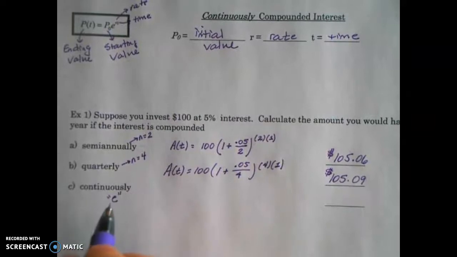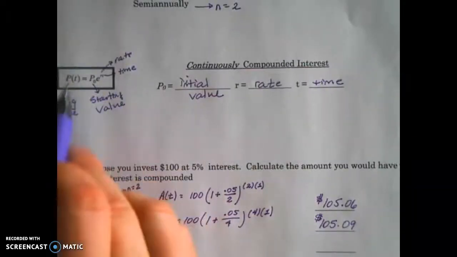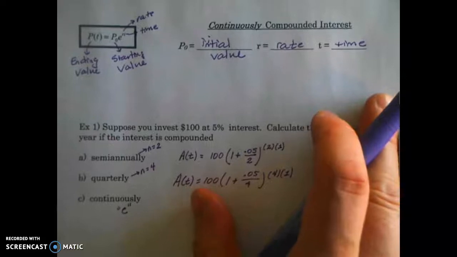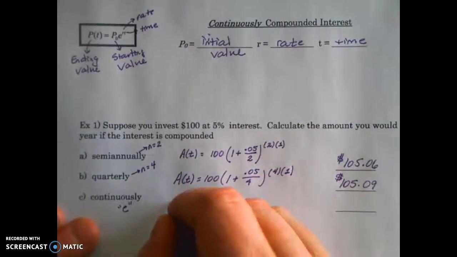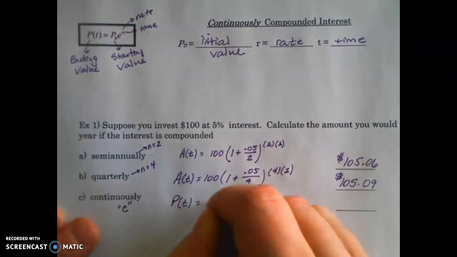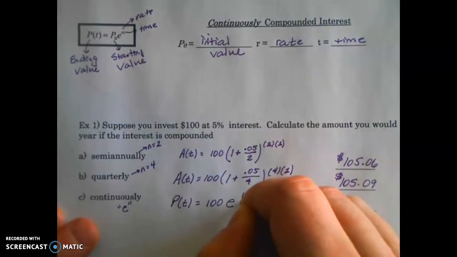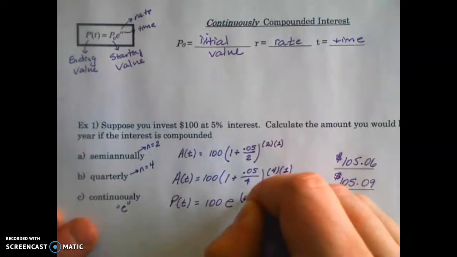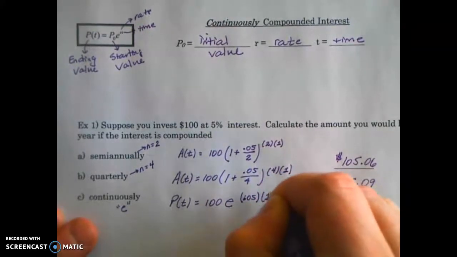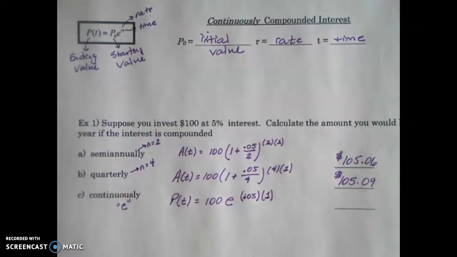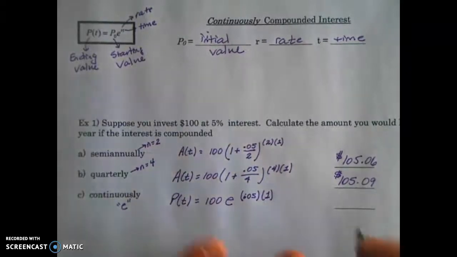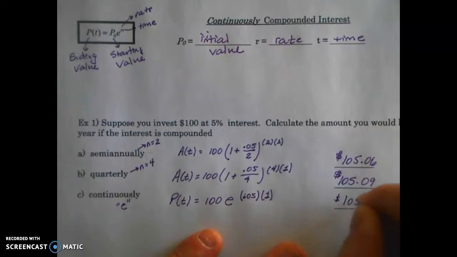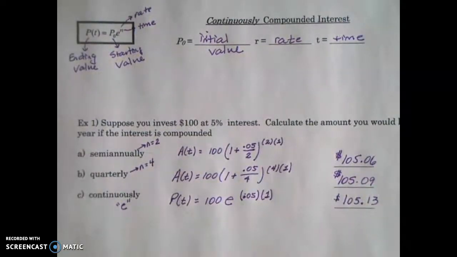And if it was compounded continuously, that's where we're going to want to use the formula with the e, our continuously compounded formula. 100 times e to the 0.05 times 1. And it should make a lot of sense that if we were compounding our money continuously, we're going to earn a little bit more: 105.13, an extra 4 cents.